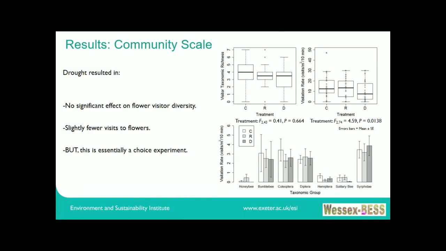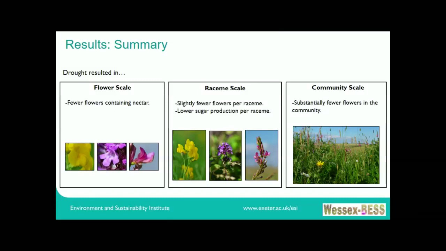So just to summarise our key results, well, we found that drought resulted in fewer flowers containing nectar, in slightly fewer flowers per raceme, and in lower sugar production per raceme, and then certainly in substantially fewer flowers in the community overall. So we found negative effects on floral resources at multiple scales, and obviously overall these will have quite a large overall effect.